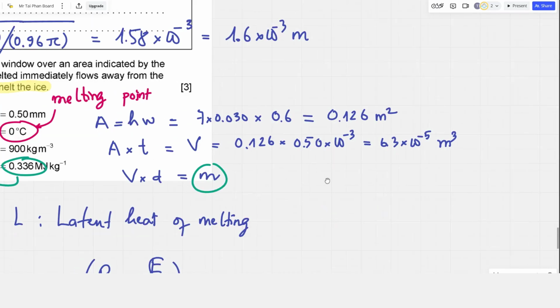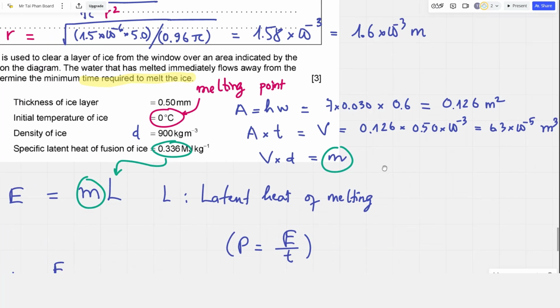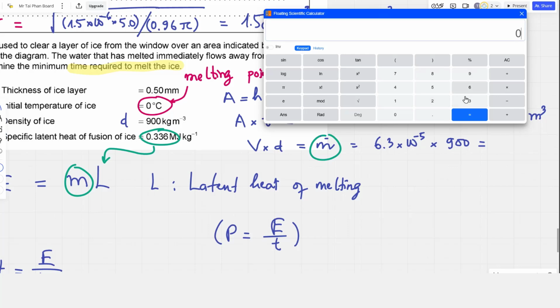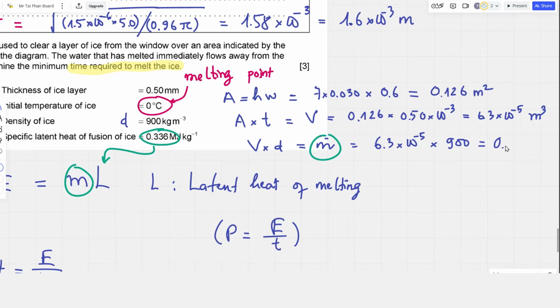That's the volume. Now multiply the volume with the density, we get the mass of the ice. 6.3 times 10 to negative 5 multiply with density 900. Wow, such a small number. 10 to the power minus 5 times 900. The mass is 0.0567 kilogram. Okay.